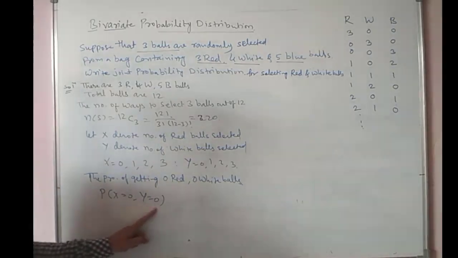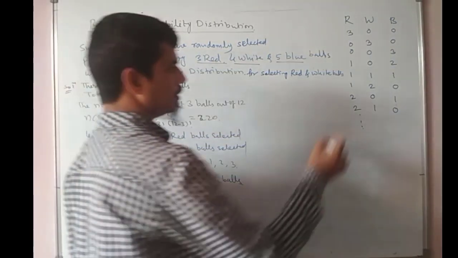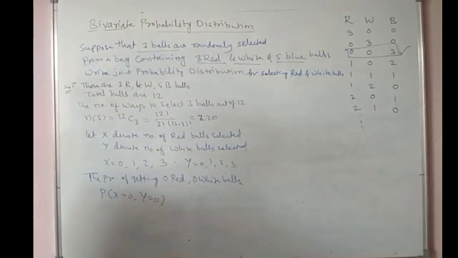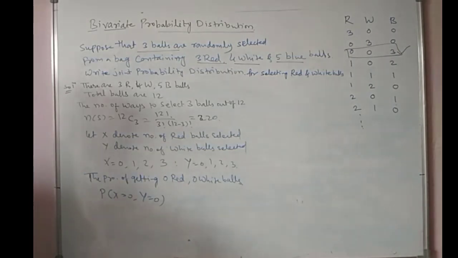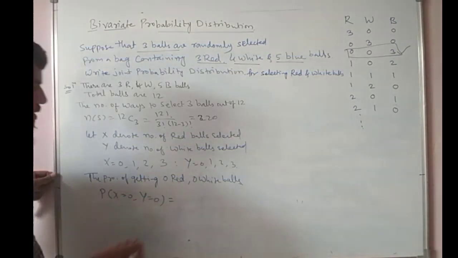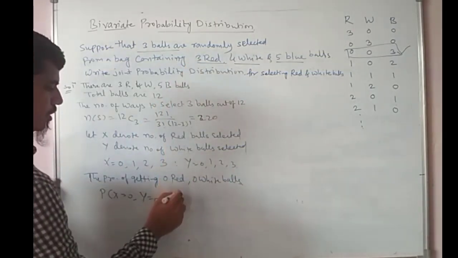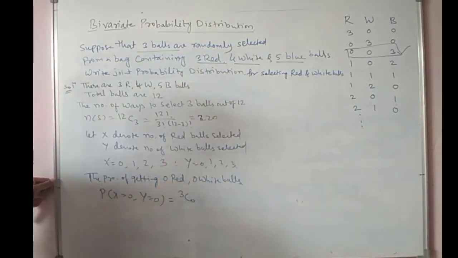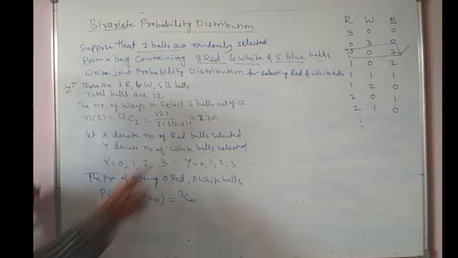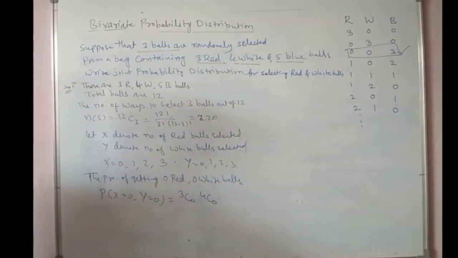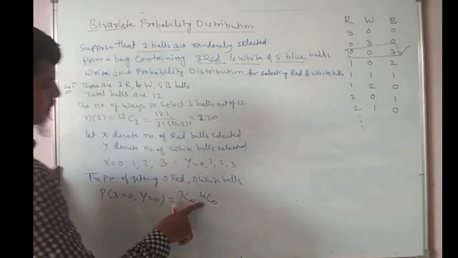If 0 red and 0 white are selected, it means that all the 3 are blue balls. So see, in how many ways you can select the 0 red ball? There are 3 red balls, so that is 3C0. There are 4 white balls. In how many ways you can select the 0 white balls? That is 4C0.